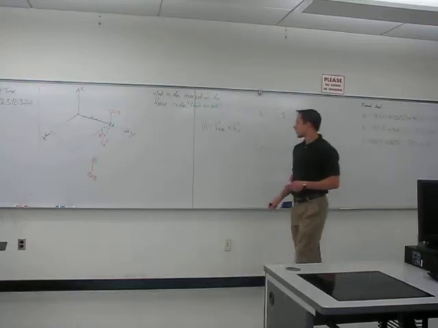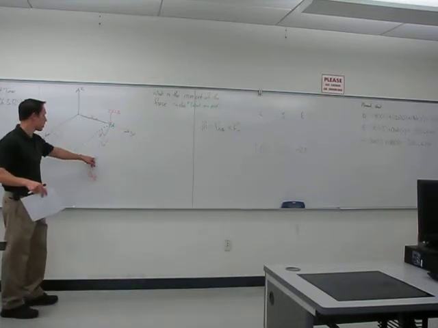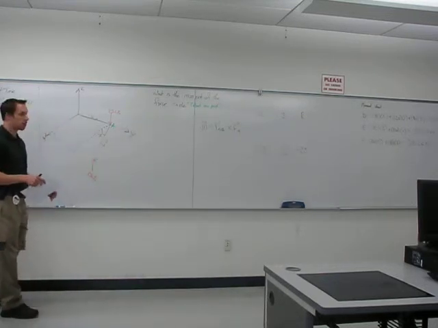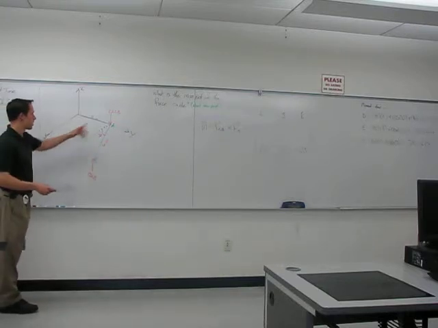Now my position vector, the position of A with respect to B, that means I'm starting at the point B and I'm trying to get back up to the point A. Well, notice what I have to do if I want to get from the point B to the point A.